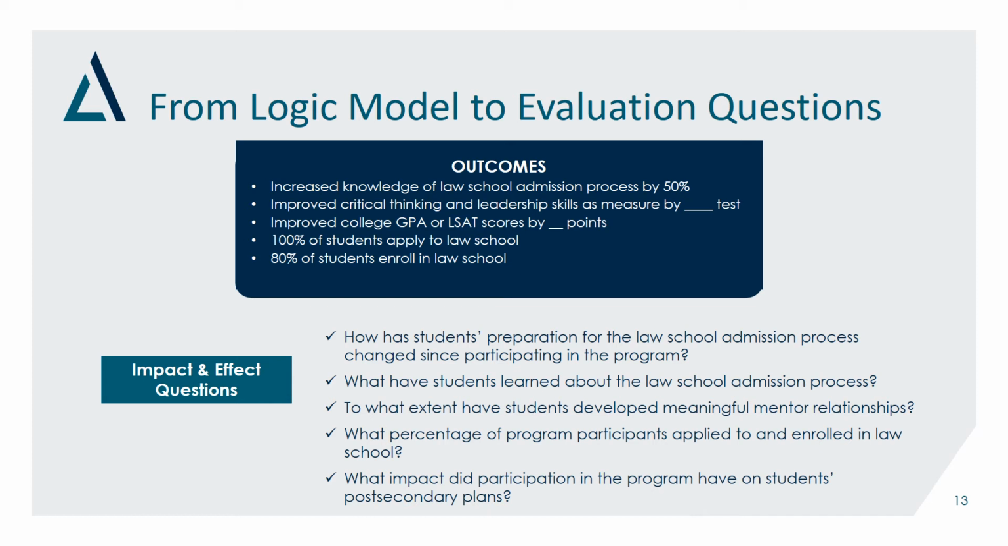Your evaluation plan could also include questions that will measure changes that have occurred a few years after participation in the program, such as: what percentage of program participants applied to law school? This is where setting an expected percentage goal of the number of students who should apply to law school after participation is important, because then you can see how well you have or have not performed. Another question you could ask is, what impact did participation in the program have on students' post-secondary plans?